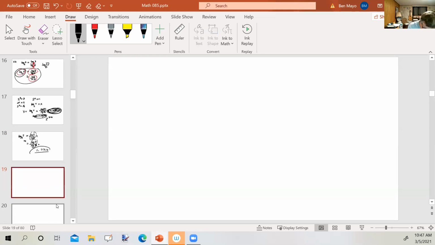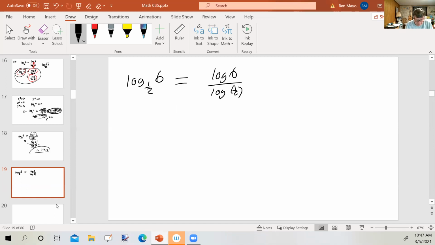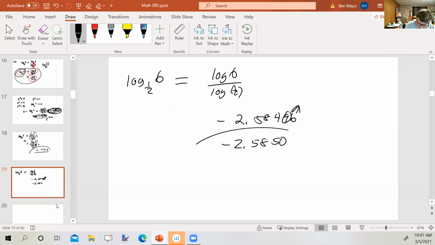Okay, how about log base 1/2 of 6? So that's going to be the log of 6 over the log of 1/2. So the log of 6, close it up, divided by the log of 1/2, close it up, and I get negative 2.58496. So the 6 would round the 9 up to negative 2.5850. All right, are we okay with that?